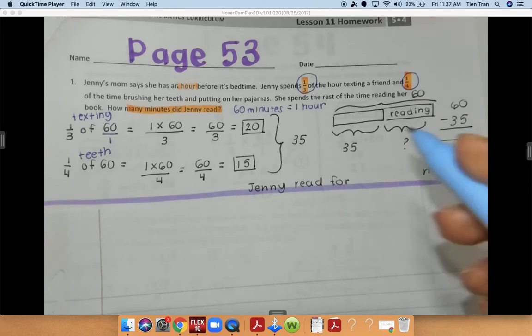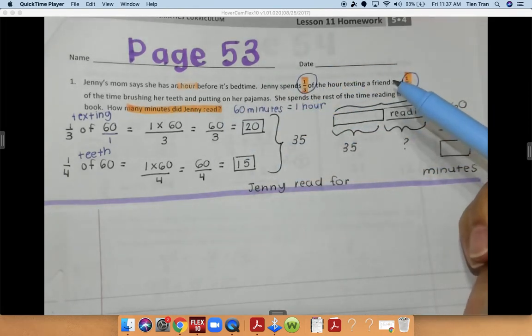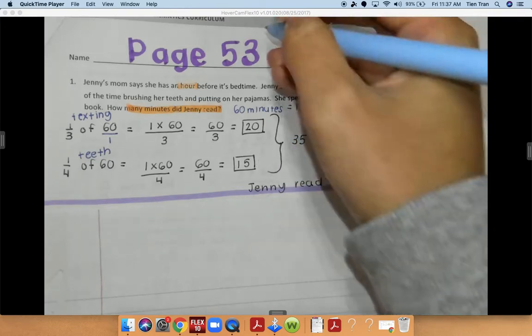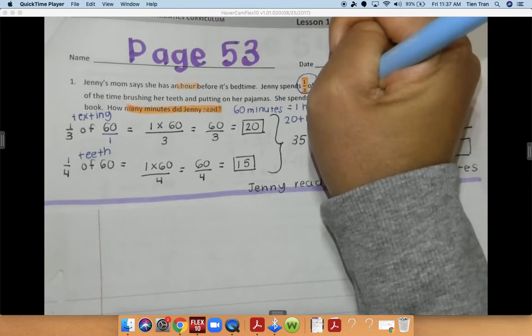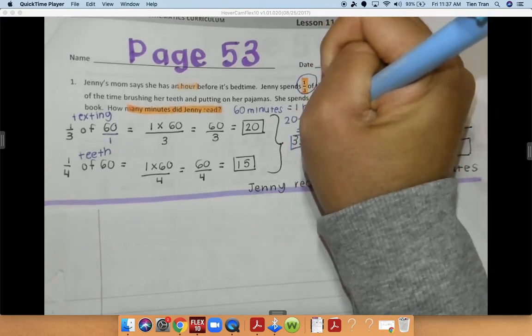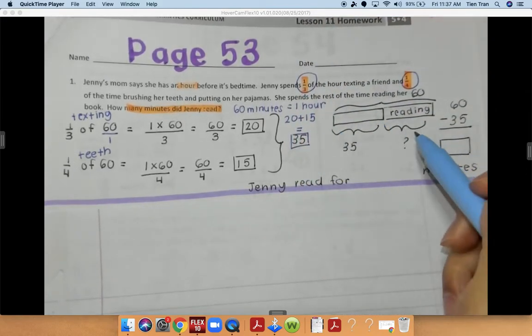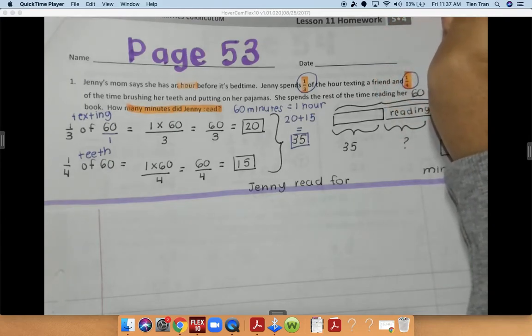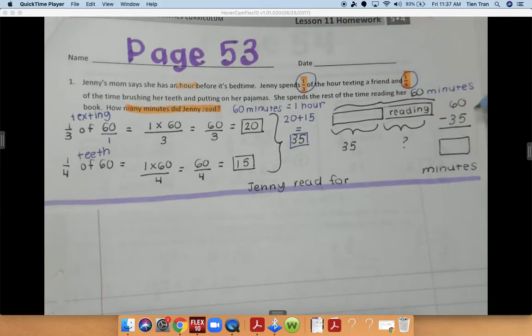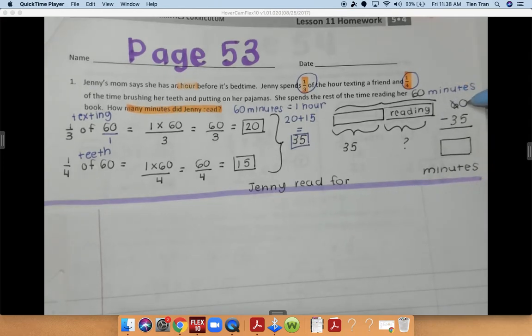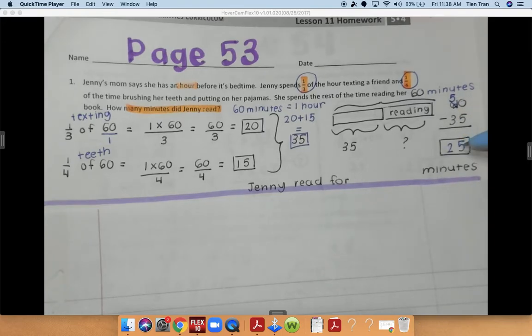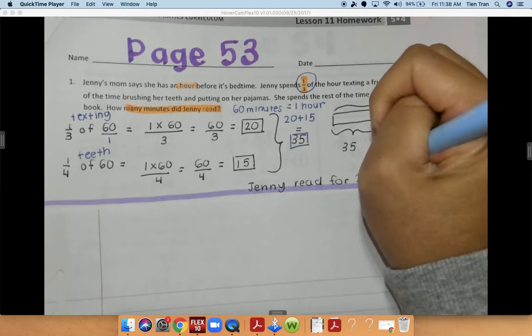Now to figure out how much time she spent reading, what we're going to do is add 20 plus 15. So 20 plus 15 is equal to 35. With the number 35, I'm going to subtract it from 60 minutes. So that's what I did right here. We have 60 minus 35. I'm going to regroup because I cannot subtract 0 minus 5. So 6 changes to a 5. 10 minus 5 is equal to 5, and 5 minus 3 is equal to 2. So we get 25 minutes. So Jenny read for 25 minutes.